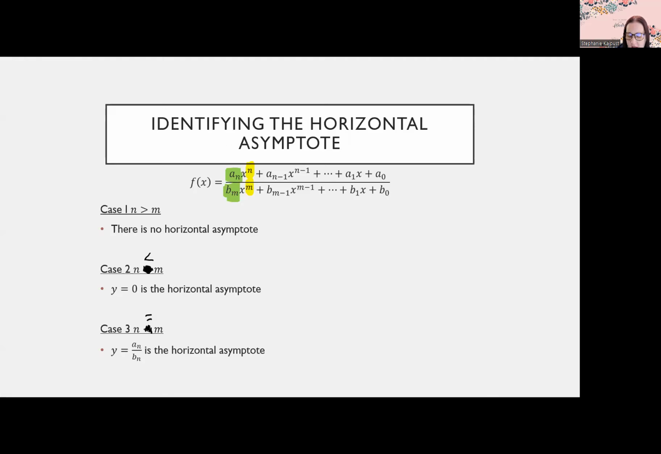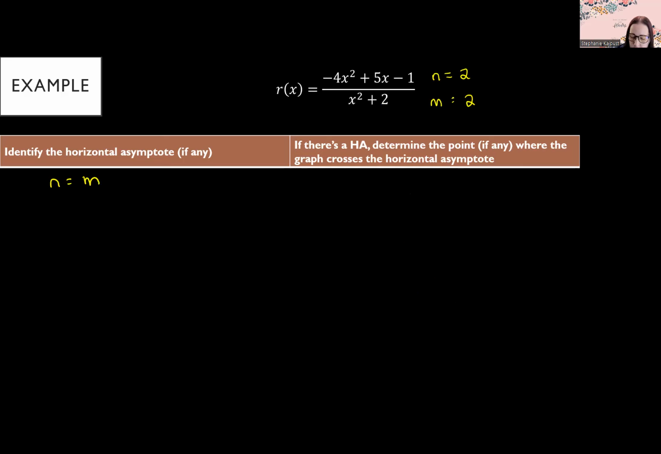So that puts us at case 3, where you're looking at the coefficients. That is the numbers in front of your x squared terms. For the horizontal asymptote, in front of the x squared on top we have a -4, and in front of the x squared on the bottom we don't have a number, so we put a 1. So -4 divided by 1 is equal to -4.